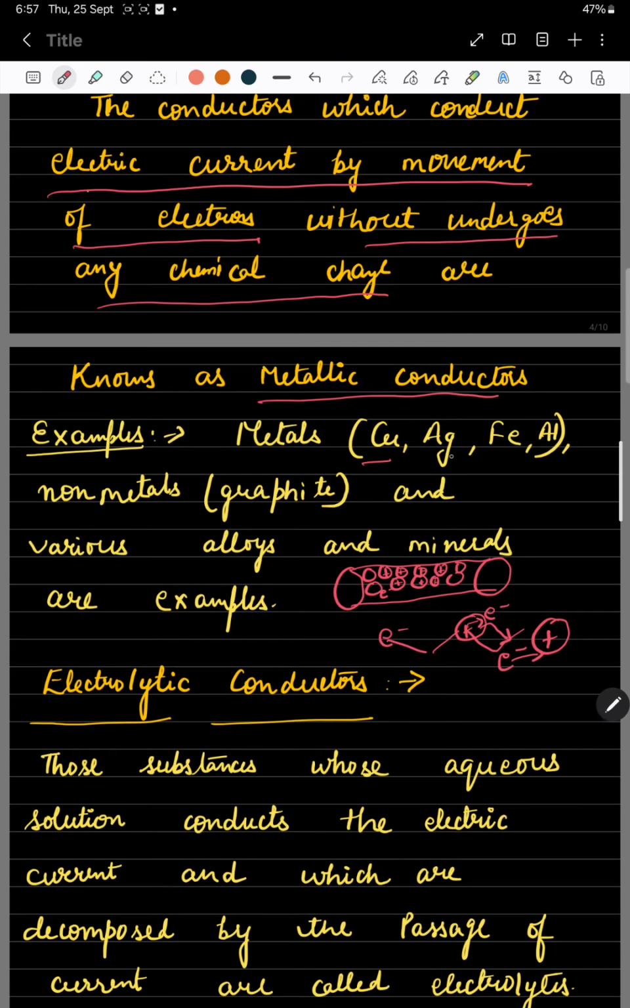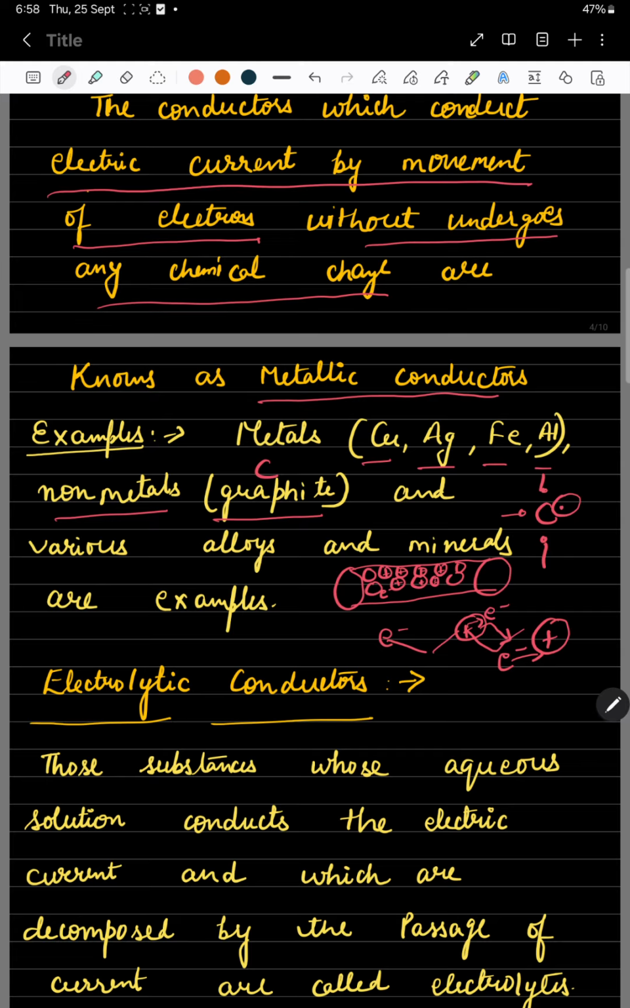Now metals: copper, silver, iron, aluminium. These are the examples. They have free valence shell electrons. Now among the non-metals you have graphite. Graphite, as we know, is made up of carbon atoms, and we know that carbon has 4 valence shell electrons. 3 are involved in the bonding and 1 free valence electron is there, that is delocalized.